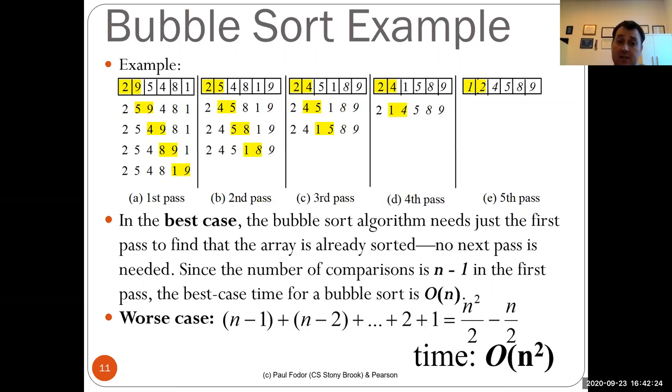In the best case, the algorithm basically only needs n minus 1 comparisons up to the end because all the elements are already in order.